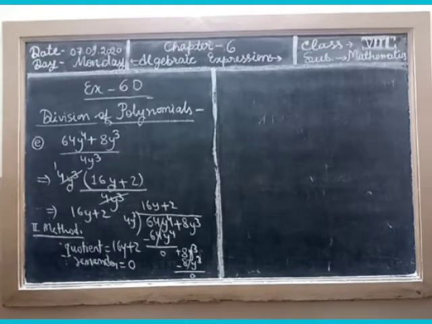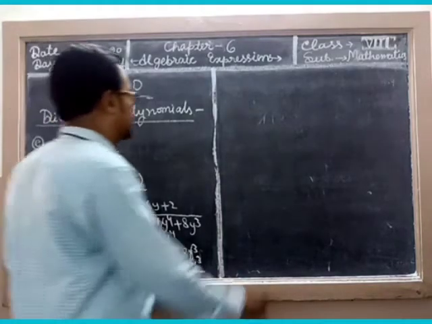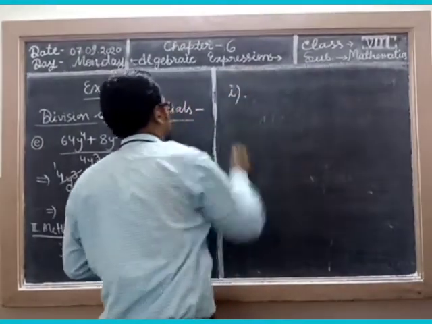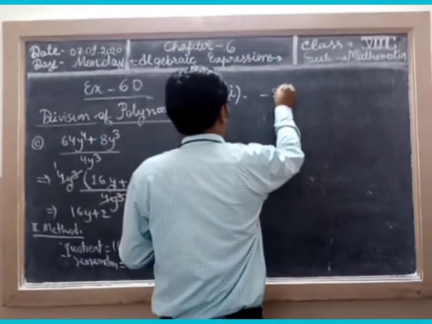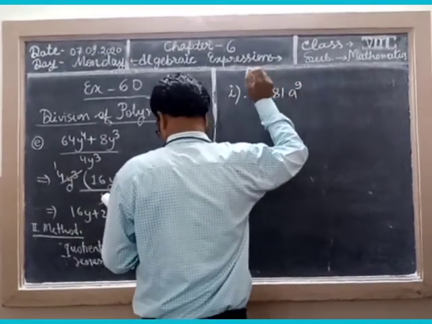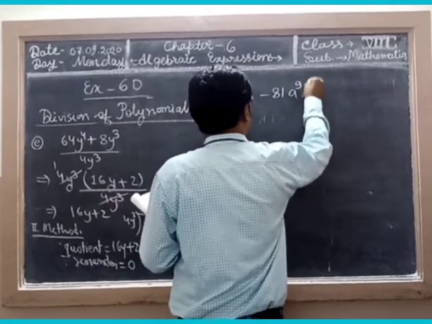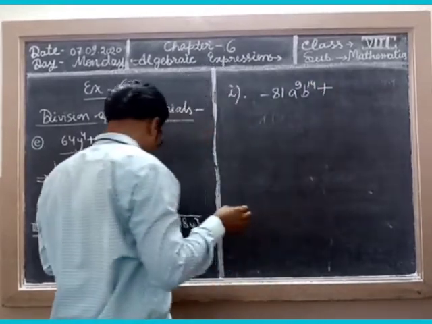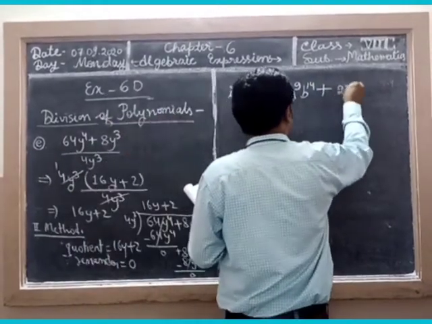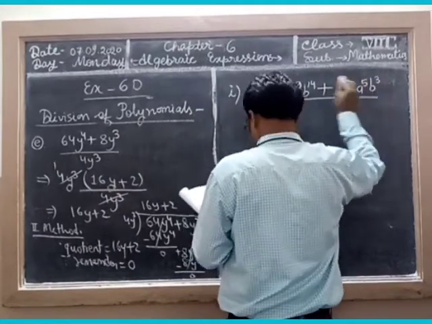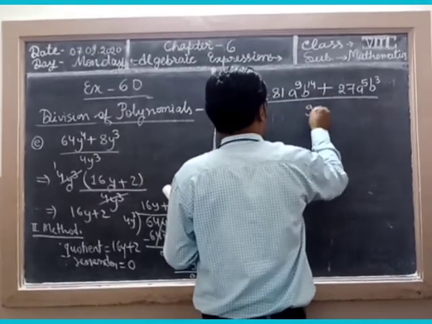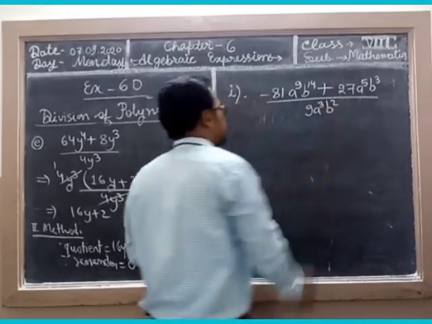After E part, E, F, G. I do I part. Minus 81 a9 b14 plus 27 a5 b2 upon 9a2 b square.